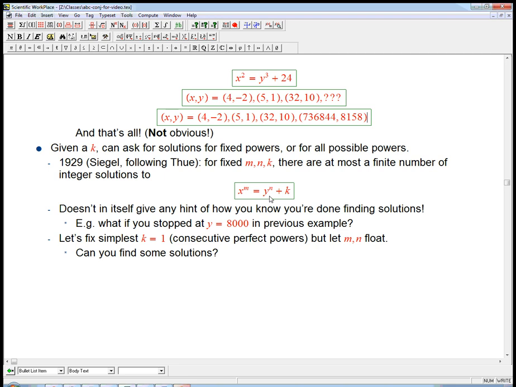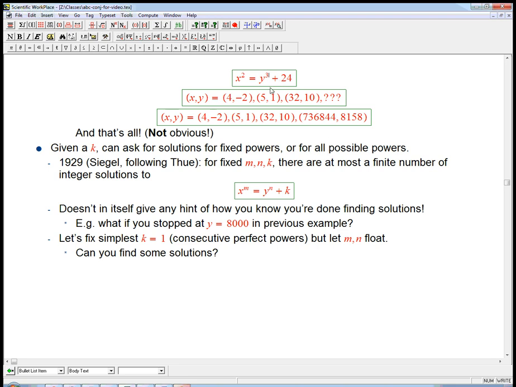Okay, so let's look at the general problem a little bit. There are like 5 things that are variables here in principle in this kind of equation. So let's think about a couple of variations. You can fix a k, like we fixed 24 in this example. Then there are 2 natural choices. You can ask for solutions for fixed powers. This is what we were doing here. We just said 2 and 3 are of interest to us. We just want to find the solutions for 2 and 3, not any other powers.